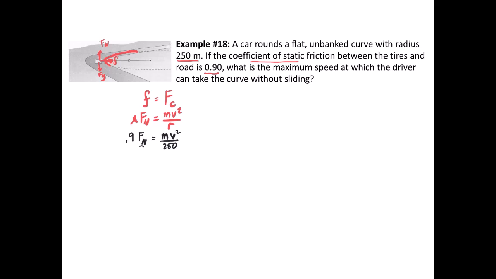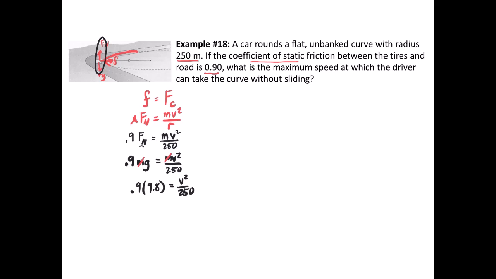And what some of you are probably recognizing is, well, if we look at the vertical forces over here, the normal force is equal to the force of gravity on the car. So that normal force, I can go ahead and change it to mg, which is then equal to mv squared over 250. And at this point, you recognize that both sides have m, and so we should be able to just start solving here because we have all the numbers. 0.9 times 9.8 equals v squared over 250.